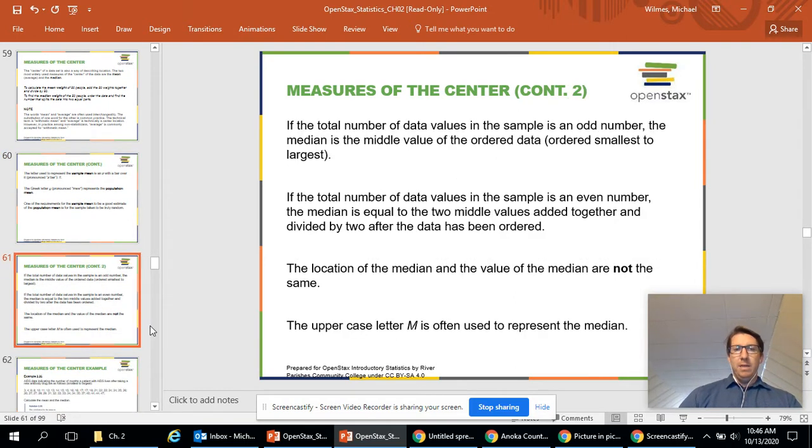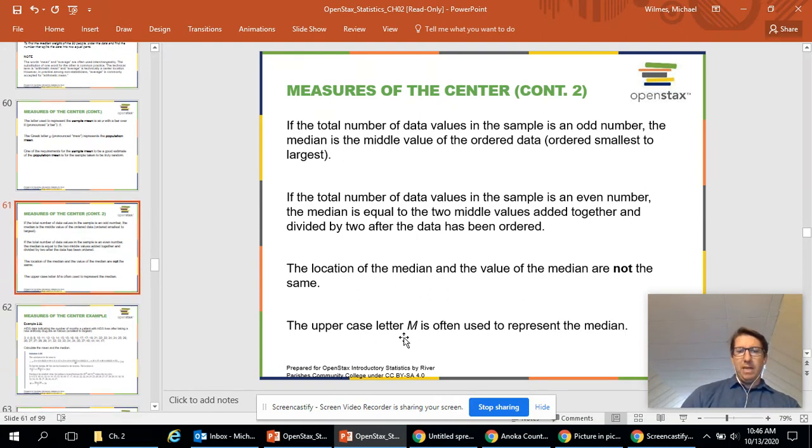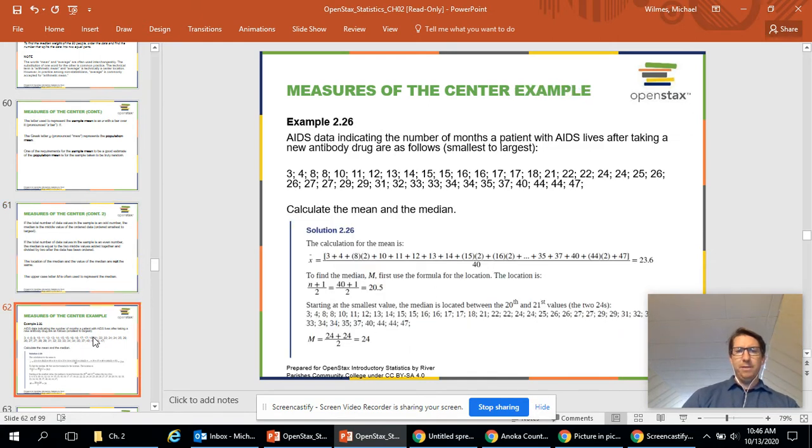Okay. Here we're talking a little bit about the median. If it's an odd number, it's just the value right in the middle. If it's an even number, to find the median, we order the values from smallest to biggest, and we get the value between the two middle values, and we average them. An uppercase M is oftentimes used to represent the median. To be honest, I don't see that too often, though.